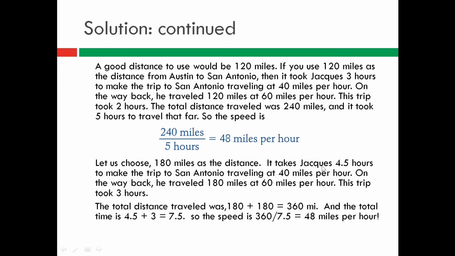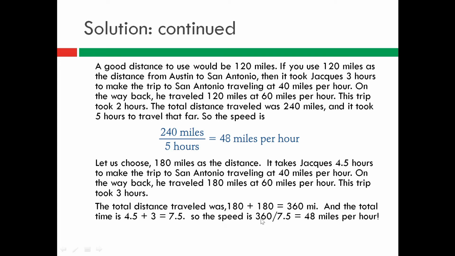Distance over speed gives you time. On the way back, he is traveling at the speed of 60 miles per hour. So 180 divided by 60 will be 3 hours. So now the total distance will be 180 plus 180, and that's 360 miles. And the total time will be 4.5 plus 3, and that's 7.5 hours.